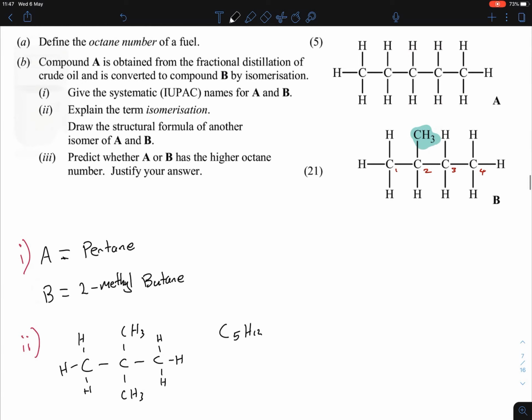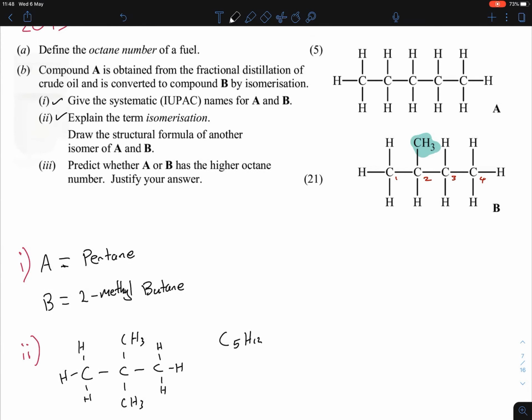Next, we have part 3: predict which, A or B, would have the higher octane number, and justify your answer. B will have the higher octane number, and the reasoning is that it is more branched. Or you could have said it has a shorter carbon chain length. Either of those two would be perfectly fine. Either shorter chain, because it only goes up to 4 compared to 5, or it is more branched because it has a methyl group attached to it.